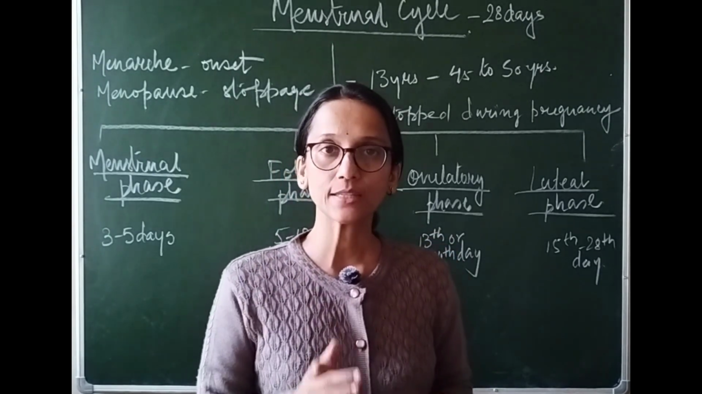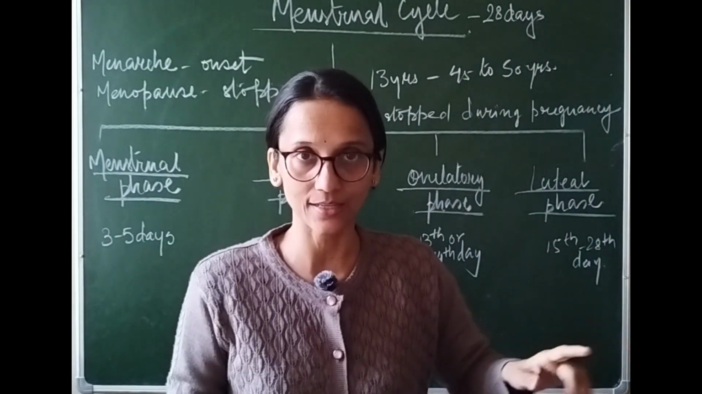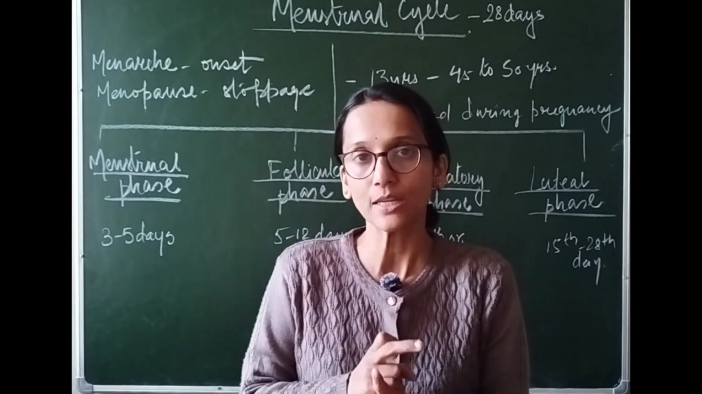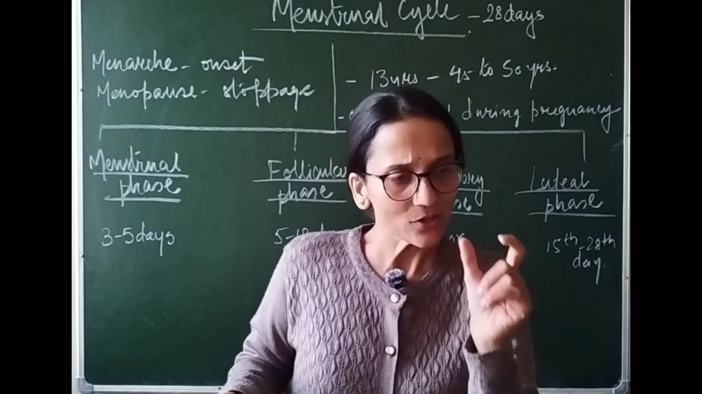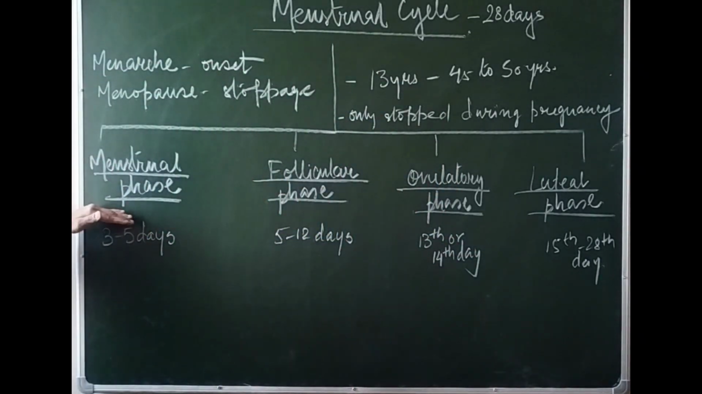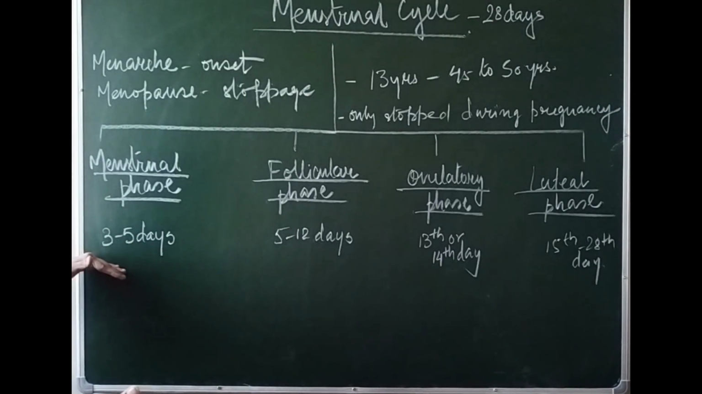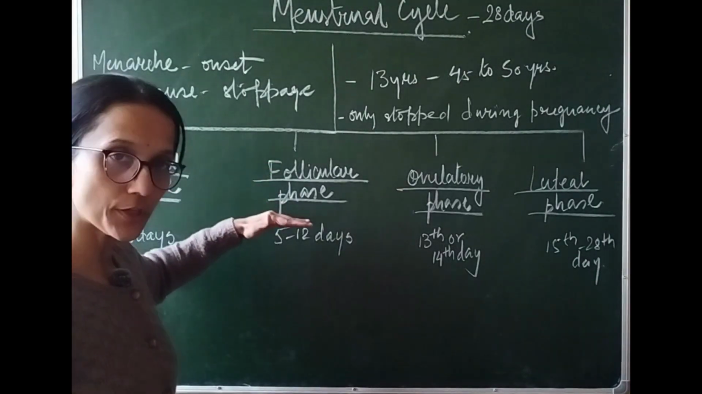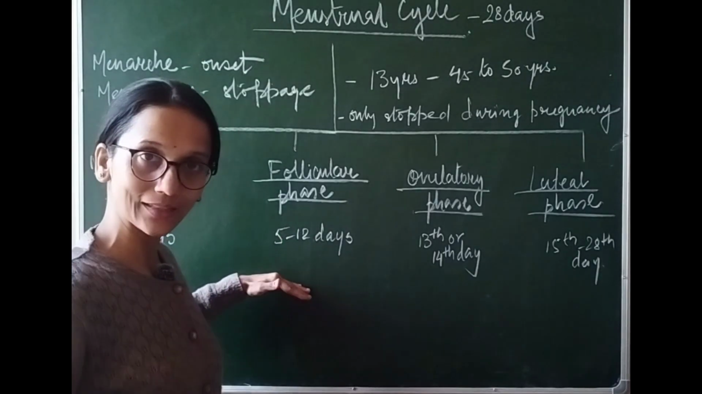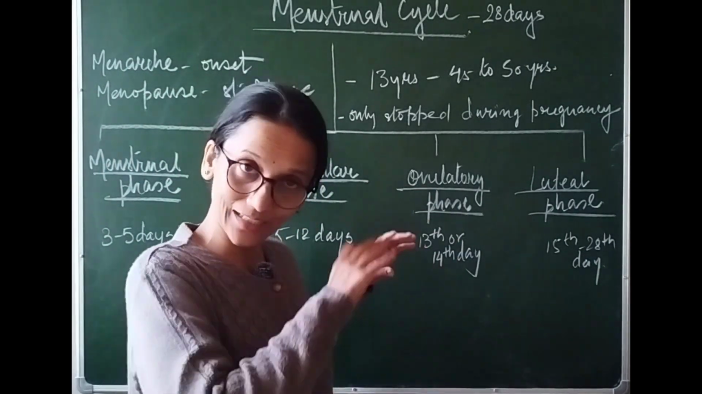Now let us understand what is happening during the menstrual cycle. Well, the menstrual cycle is divided into 4 phases, and it is a cycle of 28 days. That means that the entire month in a female body, she is actually in the cycle and she is in some phase or the other of the cycle. So the 4 phases are, number 1 is called the menstrual phase, which happens for 3 to 5 days. Then is the follicular phase, which is from 5th to the 12th day. Then is the ovulatory phase, which is on the 13th or the 14th day of the cycle.